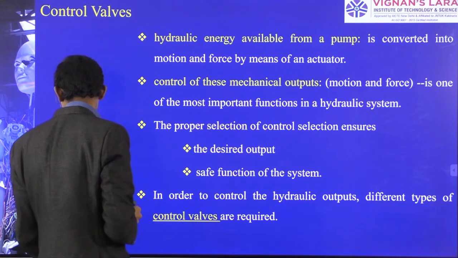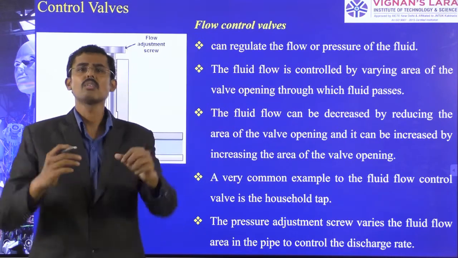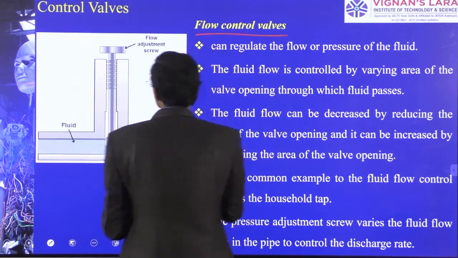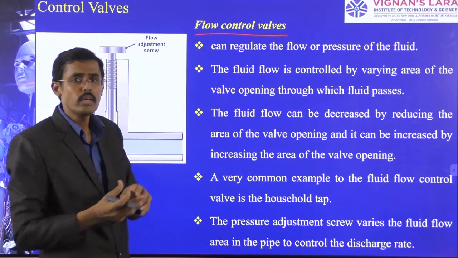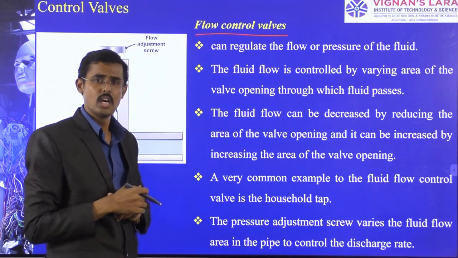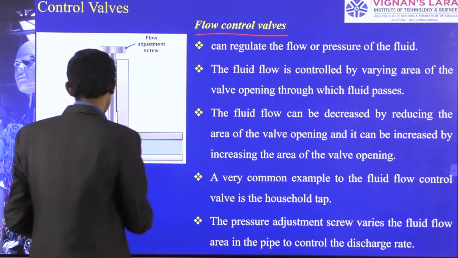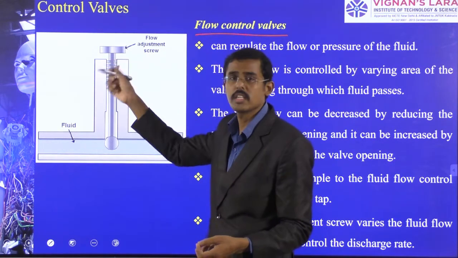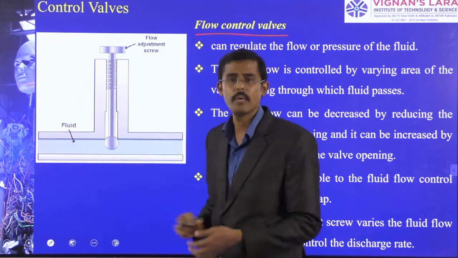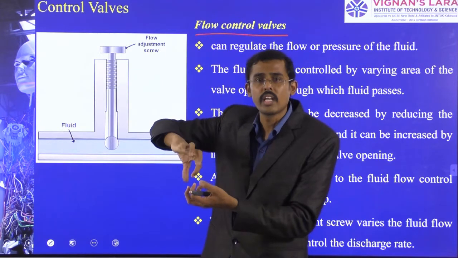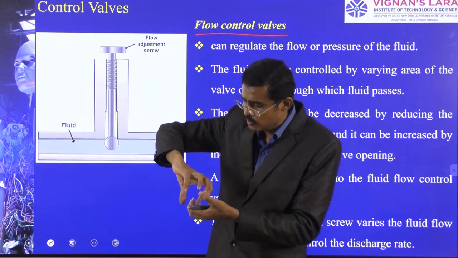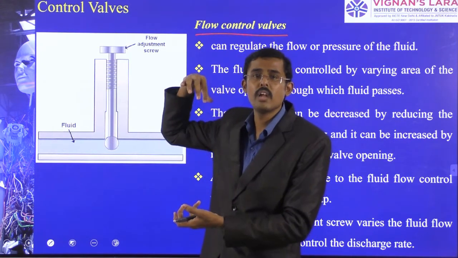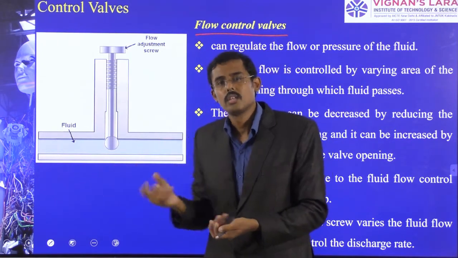Now let us consider the flow control valves. The flow control valve is nothing but how much the flow is. Now we have fixed the direction. How much should flow? When this threaded adjustment screw is completely open, like a tap opening and closing, whether the flow should be light, 5 liter per minute, or open large, 20 liter per minute, so that I am adjusting.